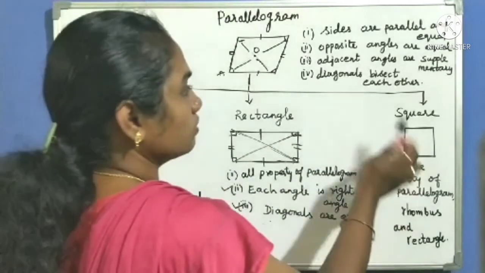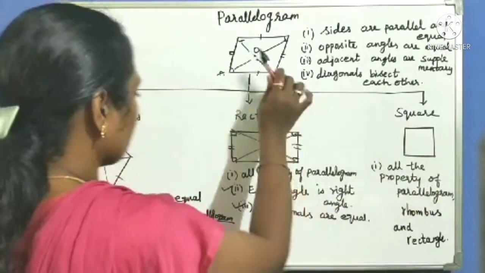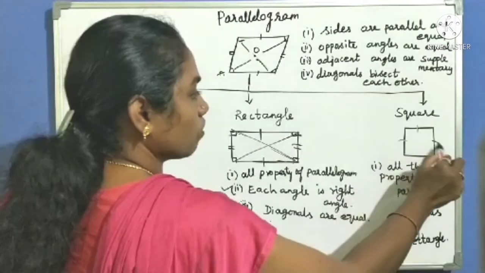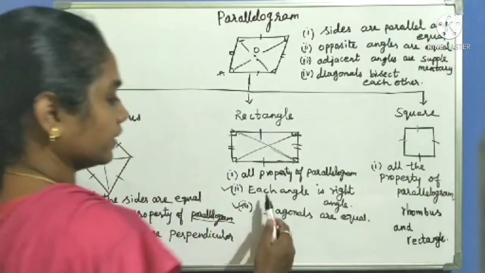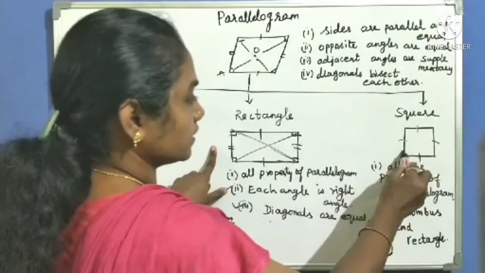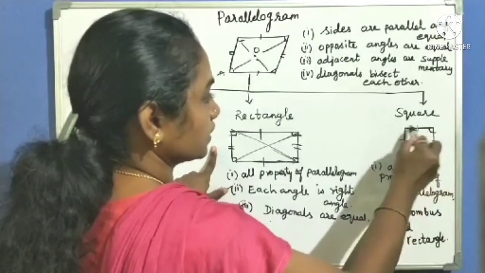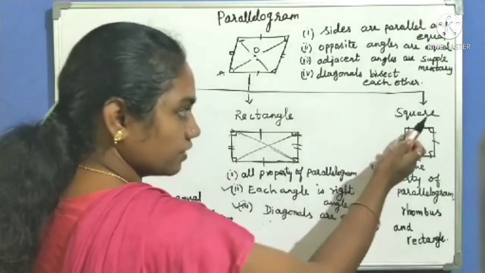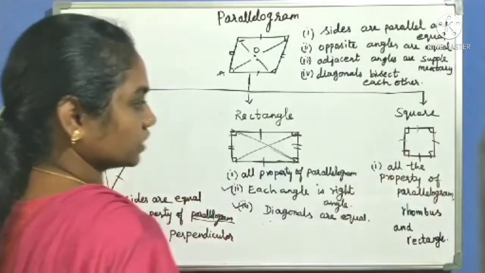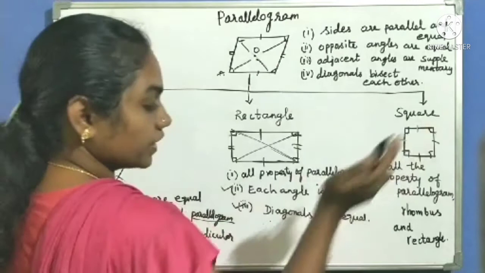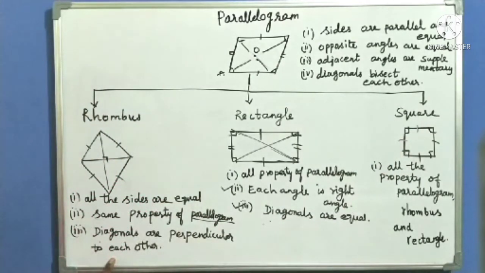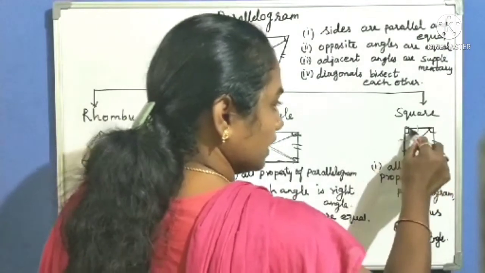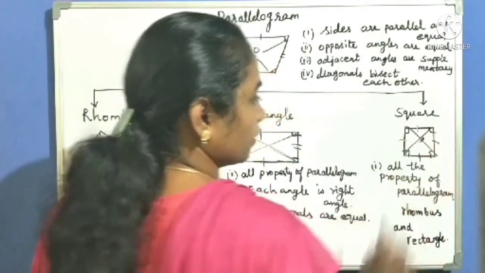Next one is square. A square has all the properties of the parallelogram, rhombus and rectangle. All the sides are equal, and each angle is 90 degrees. The diagonals are equal and bisect each other, and the diagonals are perpendicular. So in a square the diagonals are both perpendicular and equal. Clear?